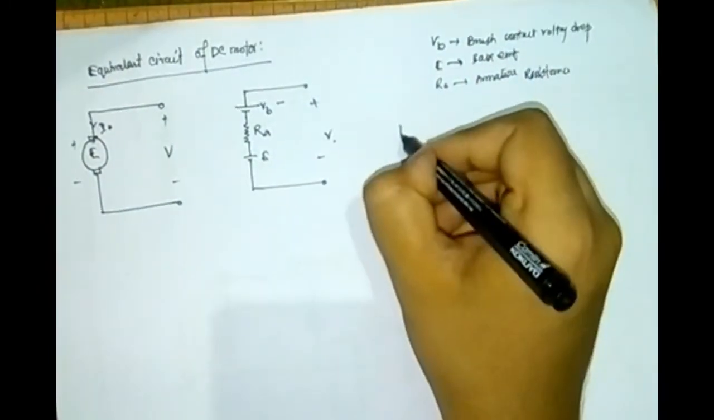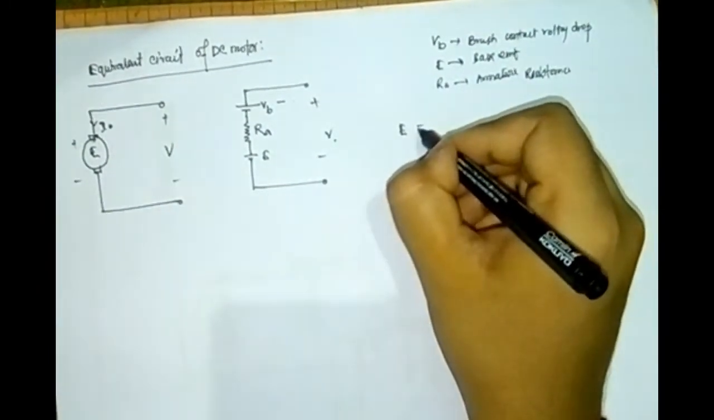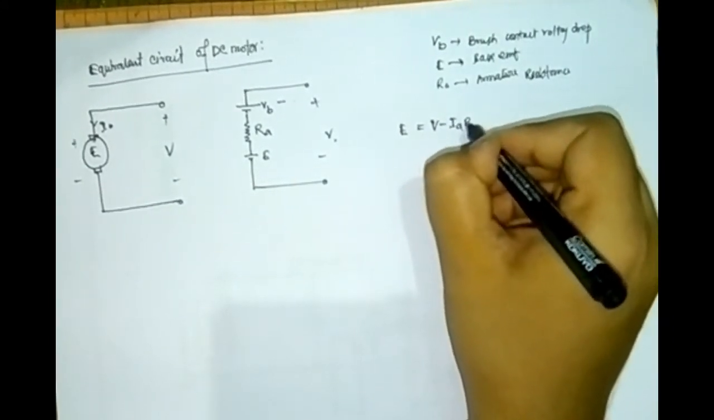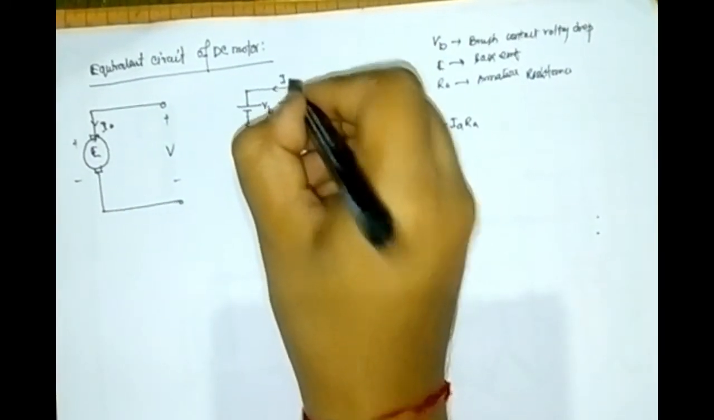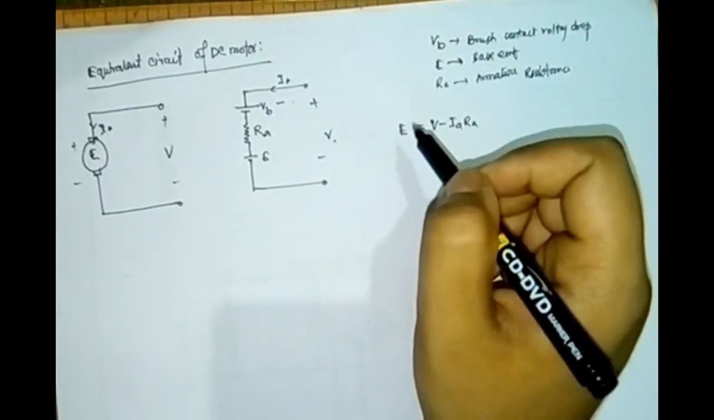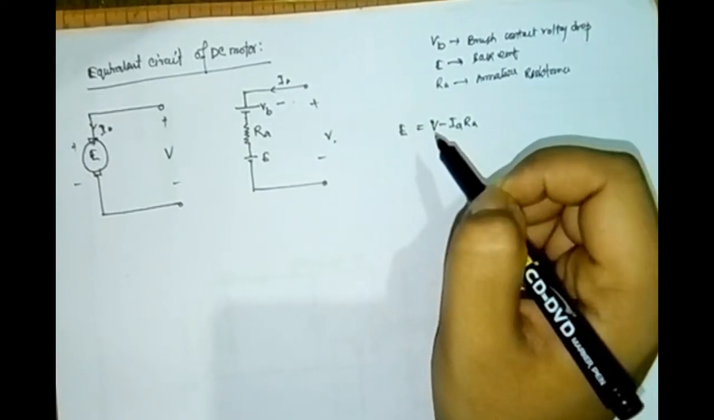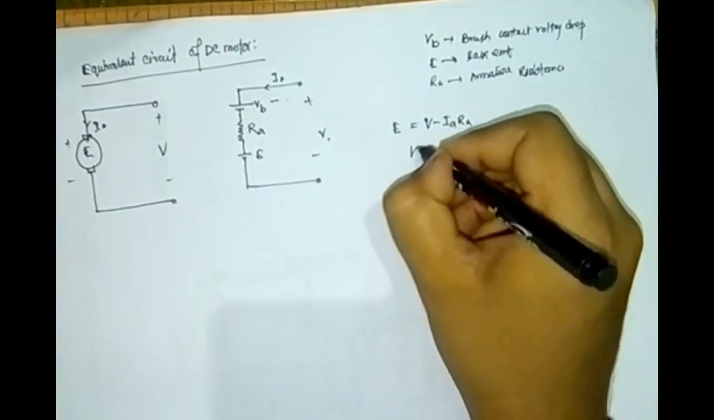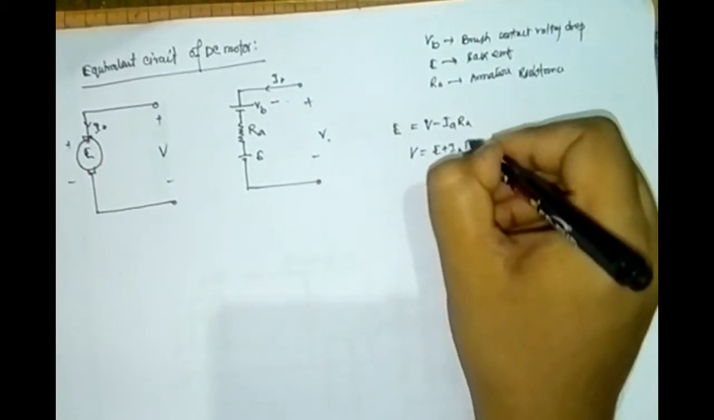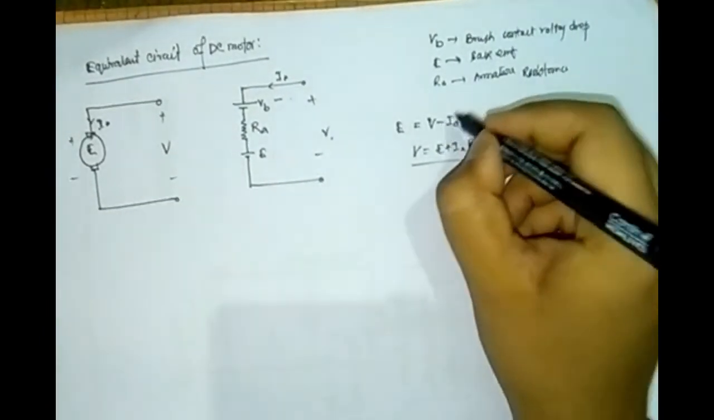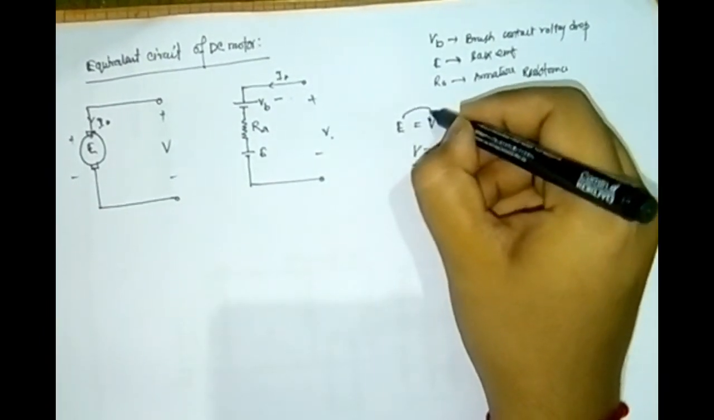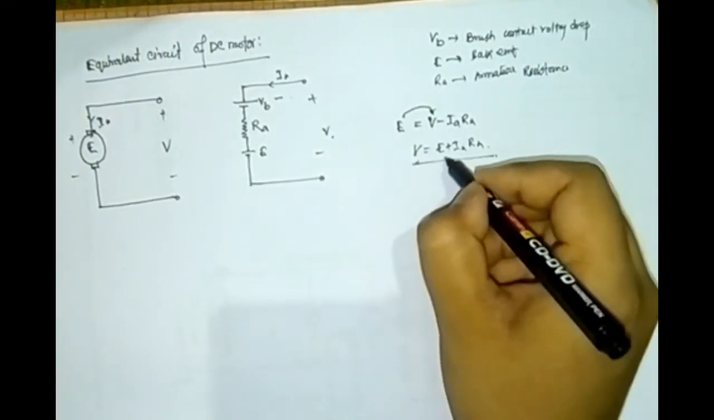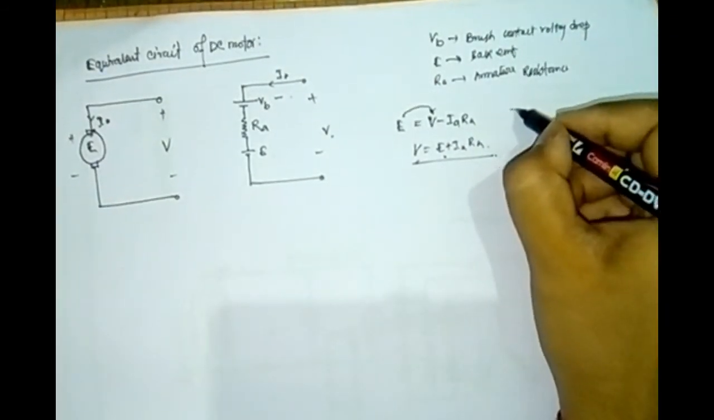According to that circuit, E is equal to V minus IA RA, and the current is flowing through that IA. So E is equal to V minus IA RA, where V is the terminal voltage. So V is equal to E plus IA RA. So back EMF is represented in terms of terminal voltage, and terminal voltage is represented in terms of back EMF. These are the two expressions.